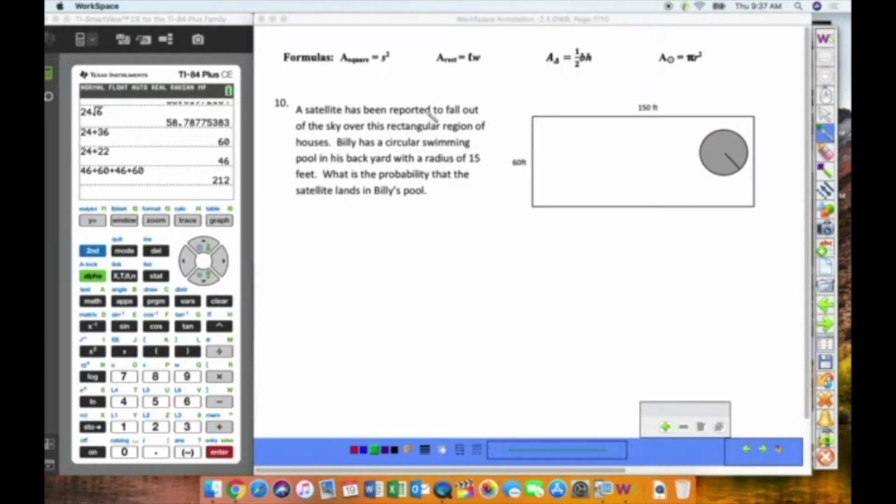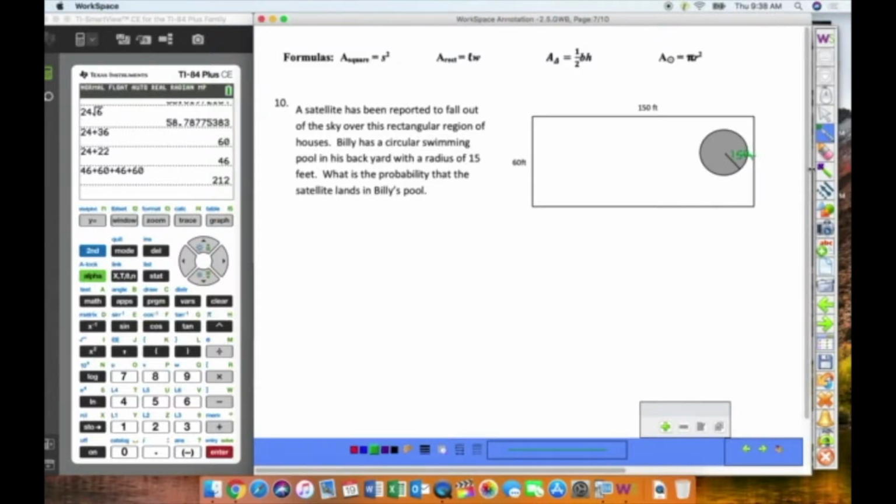A satellite has been reported to fall out of the sky over this rectangular region of houses. So there must be houses inside of there, right there. So it's in this rectangular region. Billy has a circular swimming pool in his backyard with a radius of 15 feet. So that would be this, and it's got a radius of 15. So I'm going to put that information in my picture.